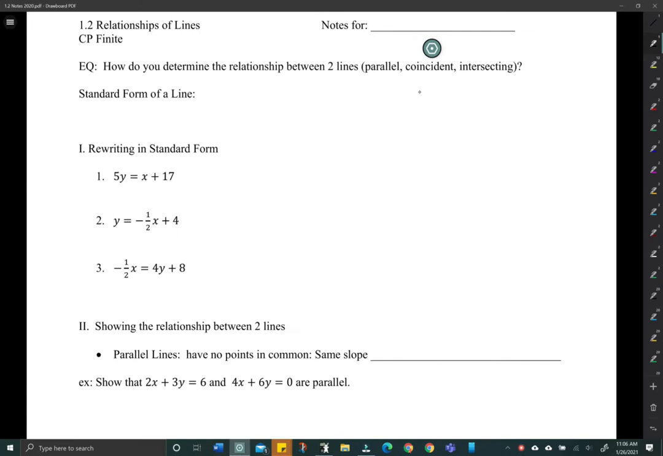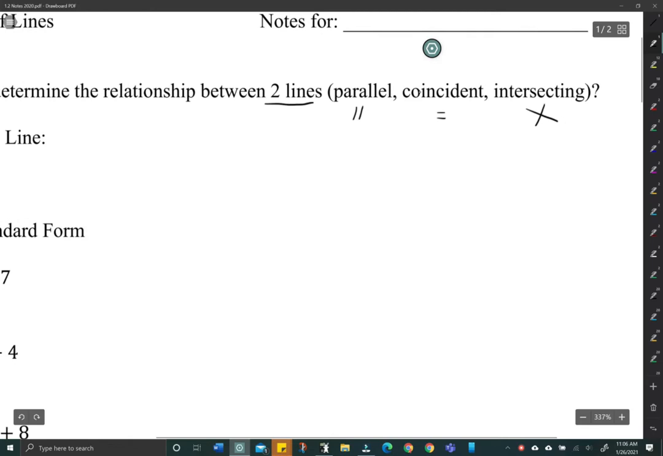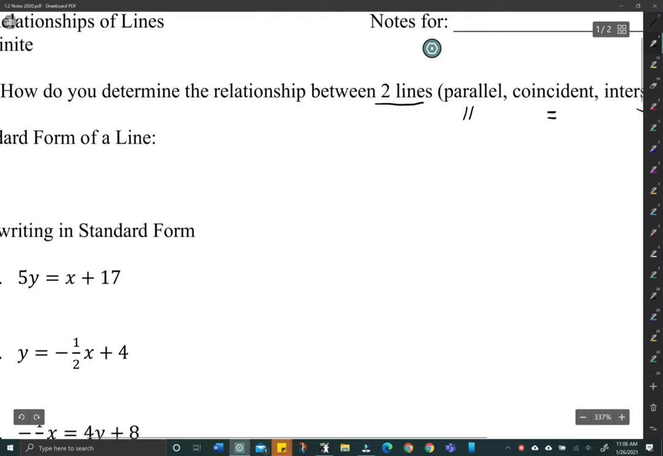Hello, and welcome. So today's central question: how do you determine the relationship between two lines? Are they parallel? Are they coincident? Or are they intersecting? Those are some diagrams showing what each represents. Parallel lines never touch one another. Coincident lines are equal to one another. And intersecting lines intersect at one spot. So basically we're going to see each of those here.